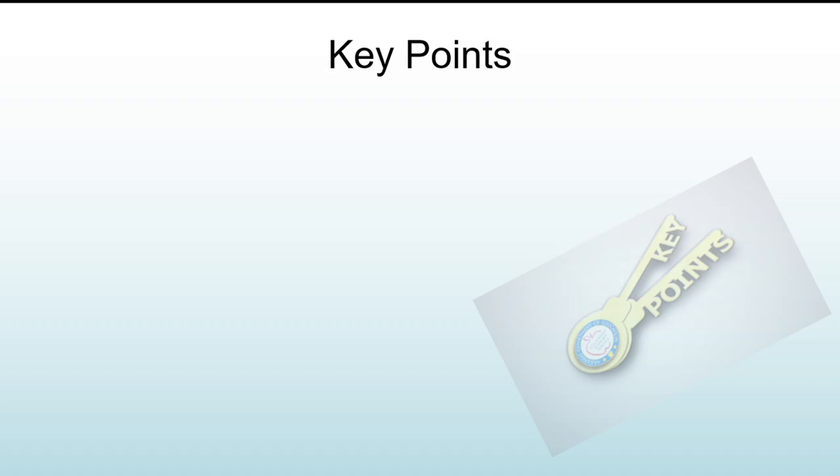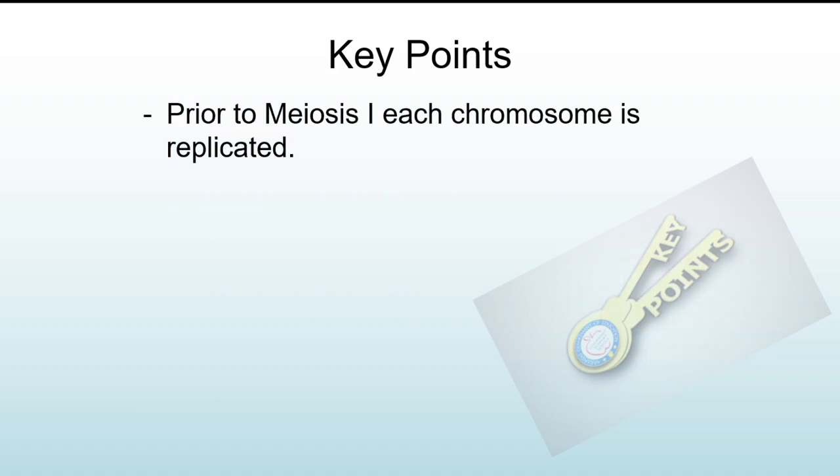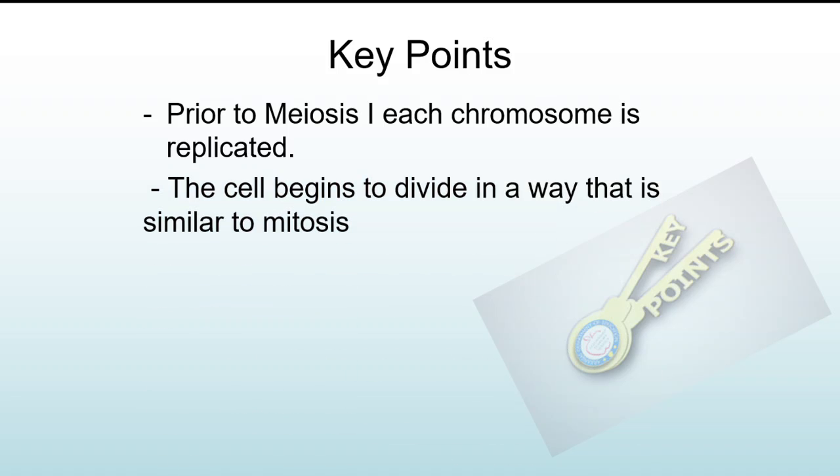There are a couple of key points that we're going to have as we go through our notes. The first thing is that prior to meiosis 1, each chromosome is replicated. We'll definitely talk about that a little more. We're going to go more in depth on that after we get through some stuff to understand our genetics. We're going to get through protein synthesis, but we're also going to talk a lot about replication and what the things are that are needed for replication.